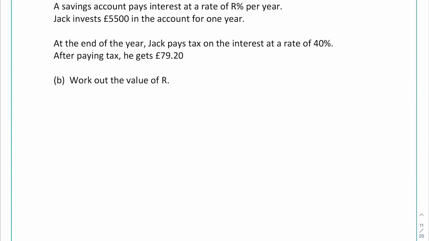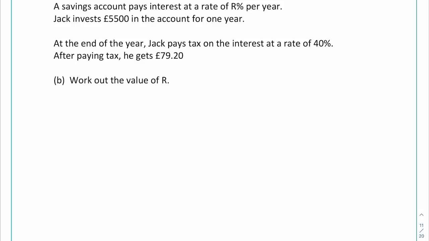Okay, so this question says, a savings account pays interest at a rate of R% per year. Jack invests 5,500 into the account for 1 year, and at the end of the year, Jack pays tax on the interest at a rate of 40%. After paying tax, he gets £79.20, work out the value of R. This is quite a tricky question, to be fair. Quite nice that it says it's only in there for 1 year. But let's have a look.